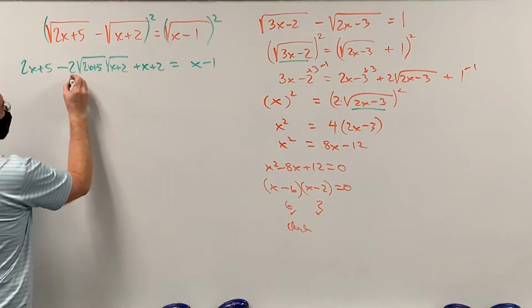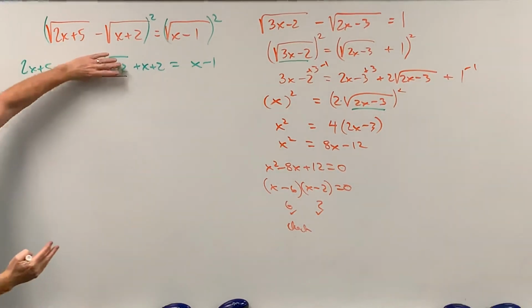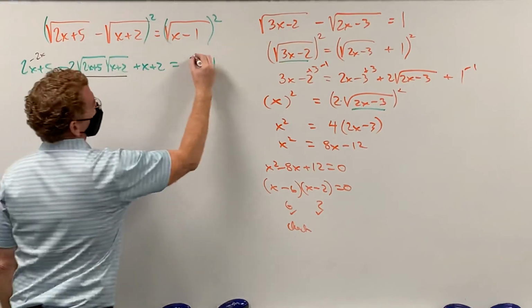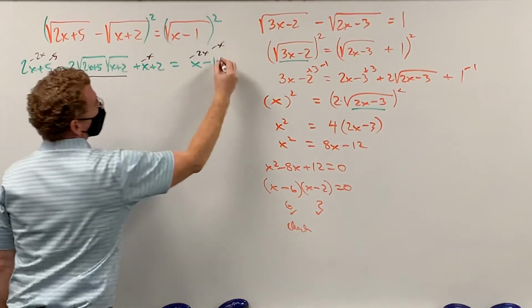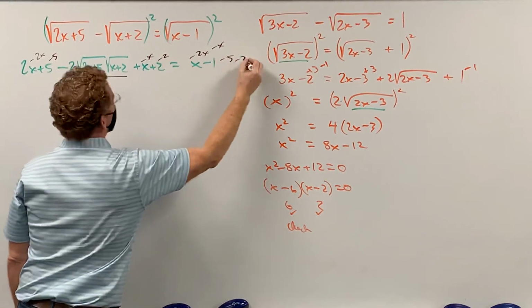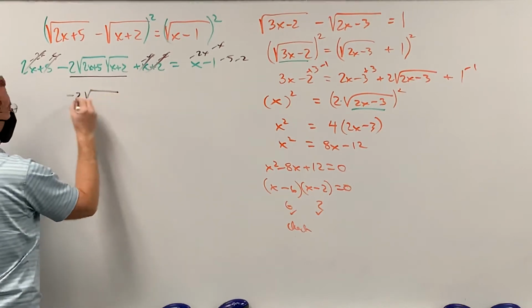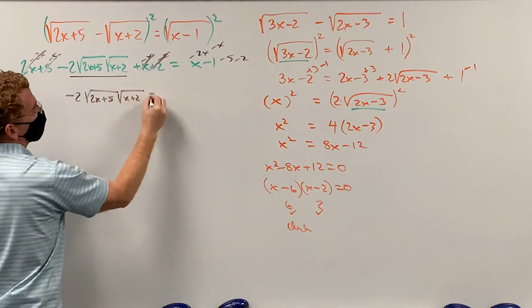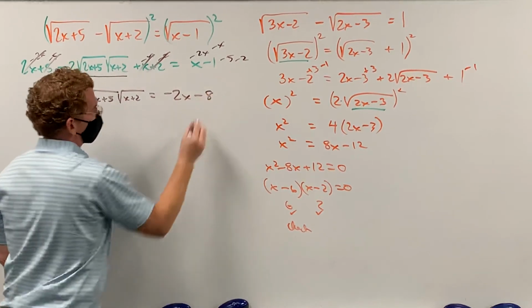So you isolated one radical, you squared both sides, you have improved your situation. But you still have this term, and it's a term because it's all multiplied together, that has a couple radicals in it. But I consider that one bad term right now. All right, so let's get rid of the 2x. Let's get rid of the x. Let's get rid of the 5. And let's get rid of the 2. Cancel everything that I can cancel over here. So I end up with what? Negative 2x minus 8.